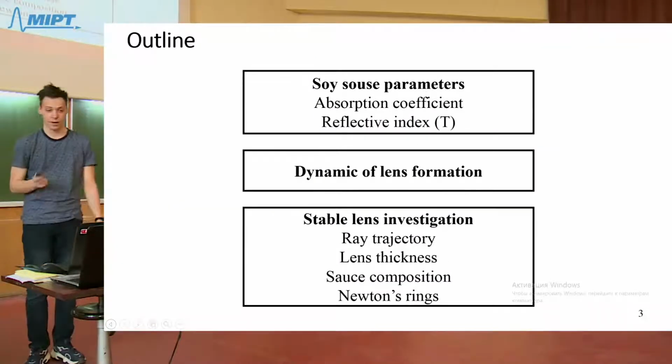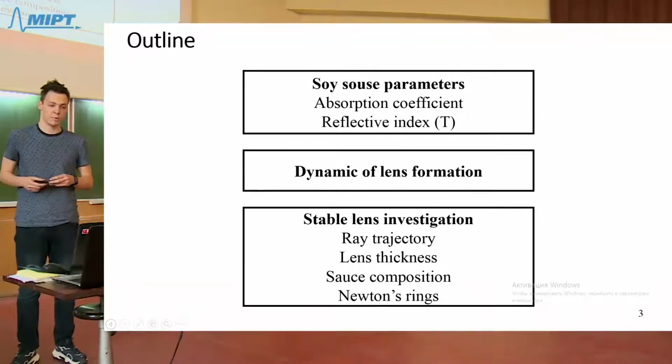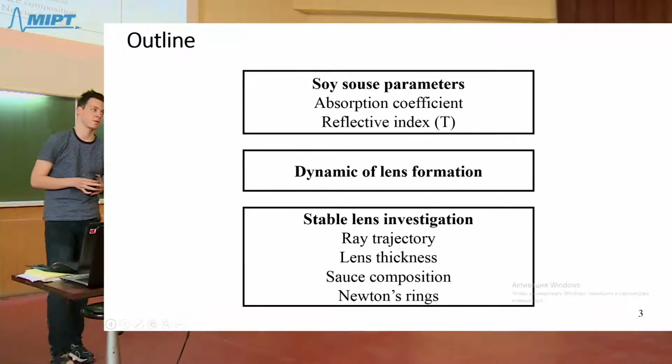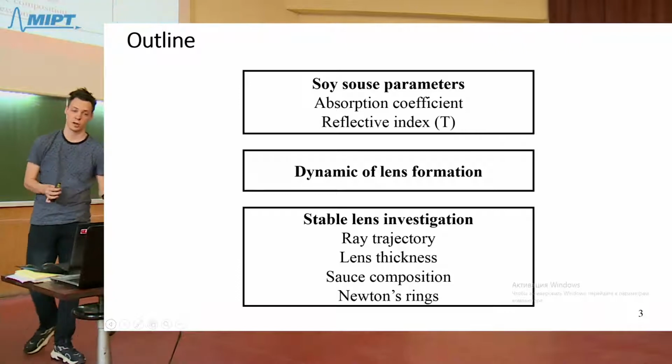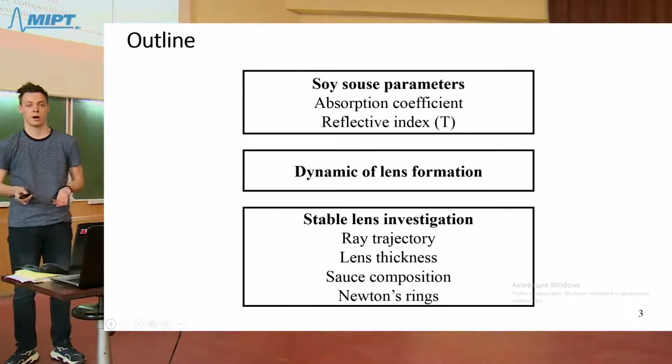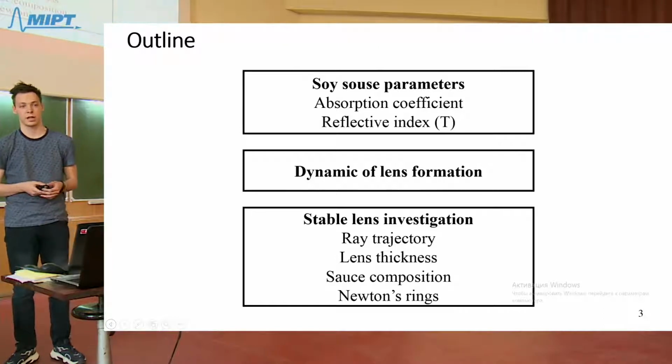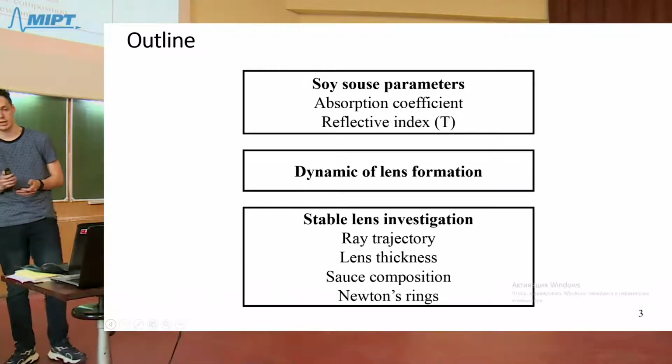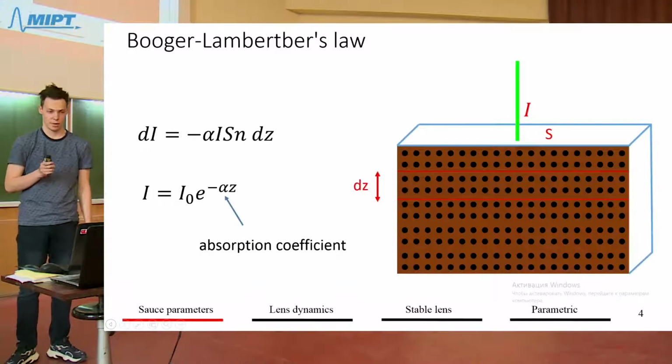in July. So let's outline the report. First, we will measure some soy salt parameters, such as the absorption coefficient and reflective index, depending on the temperature. Next, we'll talk about how the lens forms and its dynamics. And finally, we'll create a stable lens and make some parametric research.